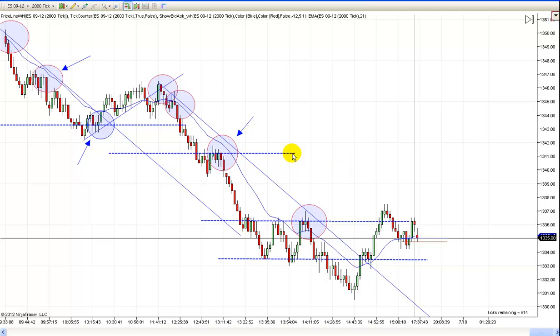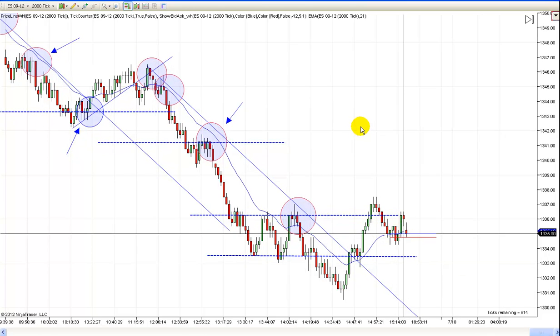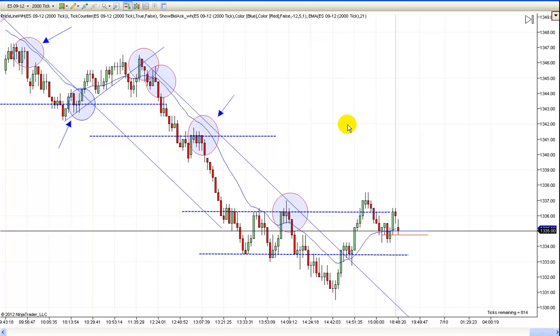If you didn't take that trade, there's reasons why it's not the ideal setup. But I felt like it was worth mentioning because it's a repeat pattern, and some of you might have seen it.